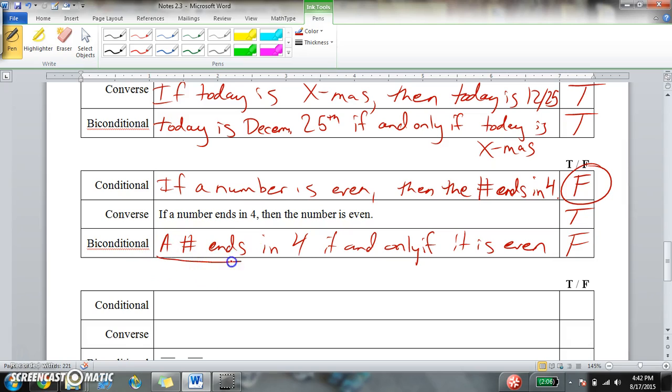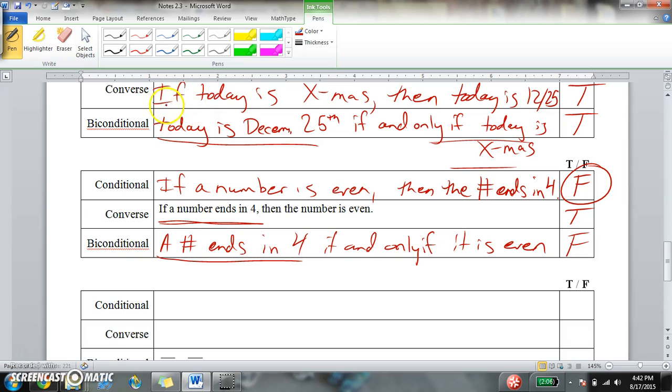Notice how I wrote the hypothesis of the converse first in this one, and I wrote it second in this one. So today is Christmas. I wrote it second for this one, and I wrote it first for this one. For the biconditional, it doesn't matter which order you write it in, as long as you split up both pieces and write if and only if in the middle.